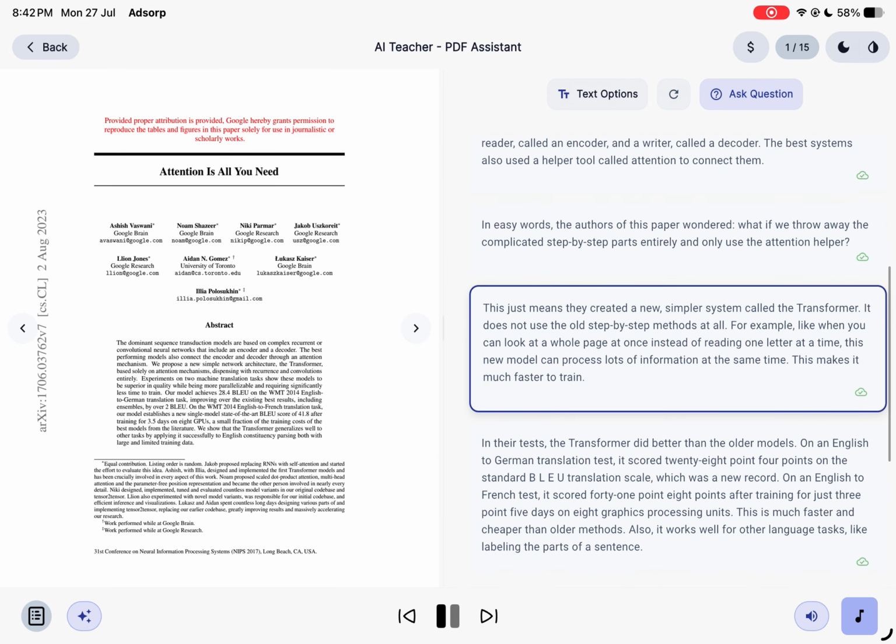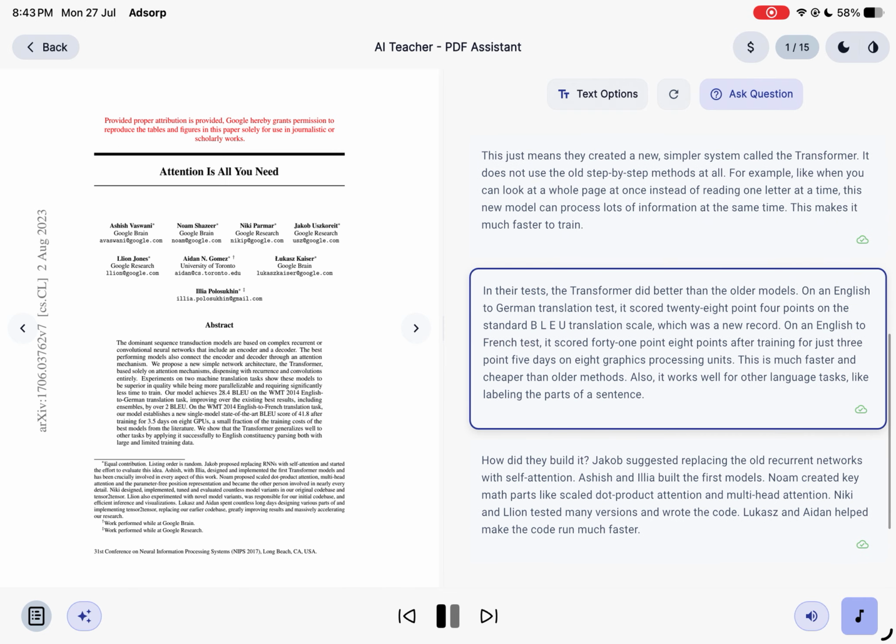This just means they created a new, simpler system called the transformer. It does not use the old step-by-step methods at all. For example, like when you can look at a whole page at once instead of reading one letter at a time, this new model can process lots of information at the same time. This makes it much faster to train.